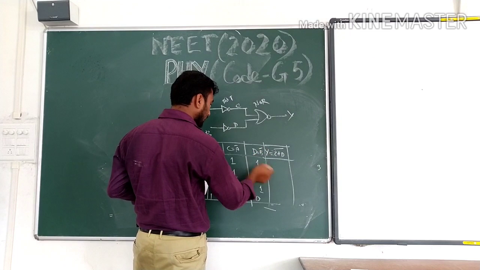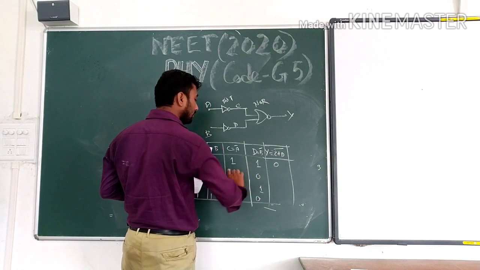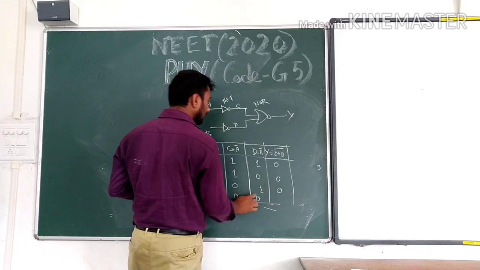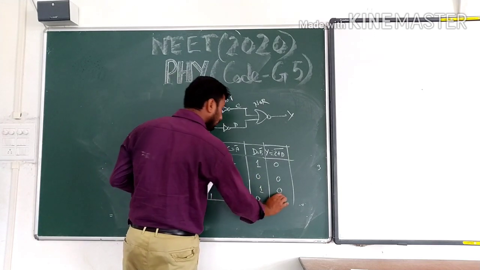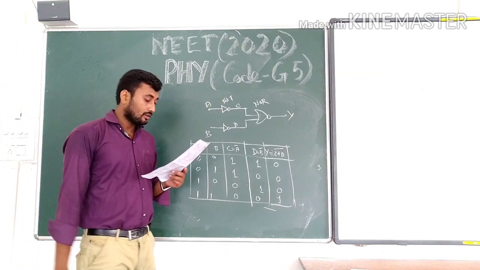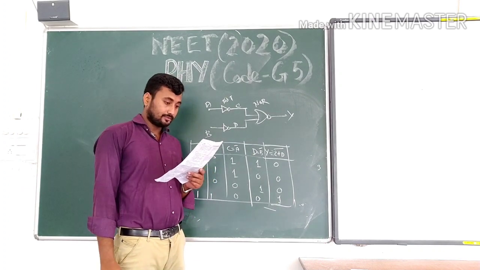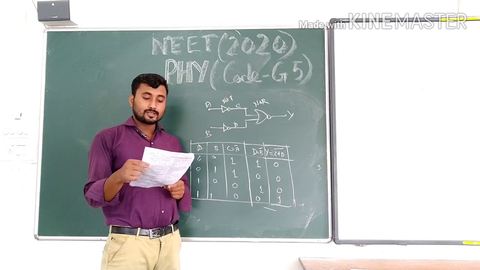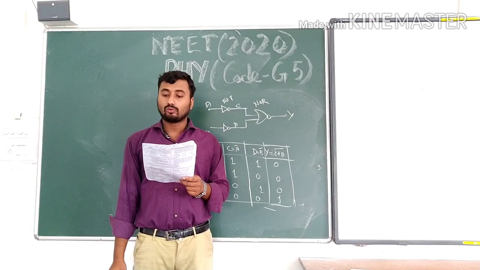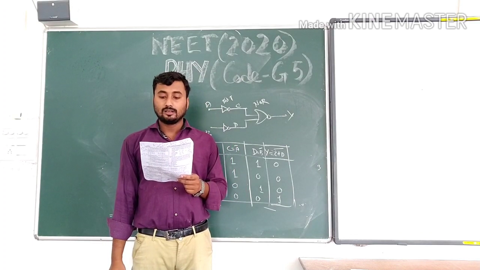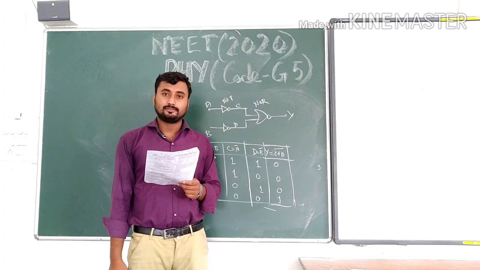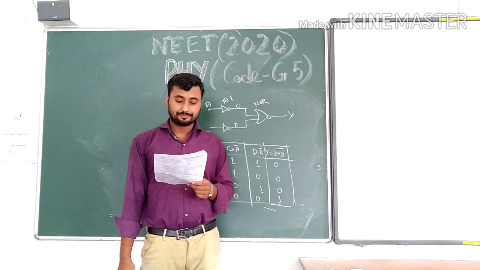So C plus D bar: 1 plus 1, 1 bar; 1 plus 0, 1 bar is 0; 0 plus 1, 1 bar is 0; 0 plus 0, 0 bar is 1. So which option is correct? Option 4 is correct. So next question, 178. The thermal energy for a monoatomic gas is, so for monoatomic this will be 3 by 2 kT. Okay, option 1 is correct.